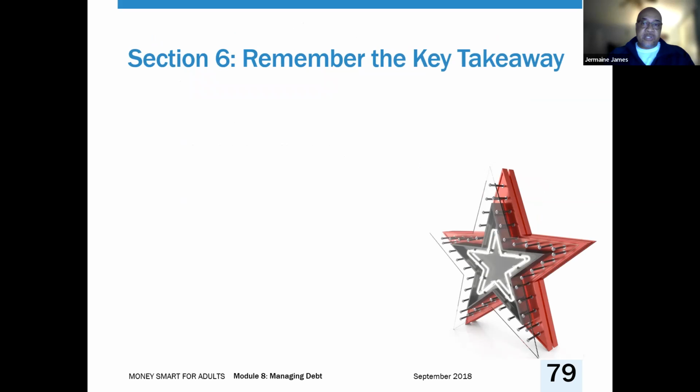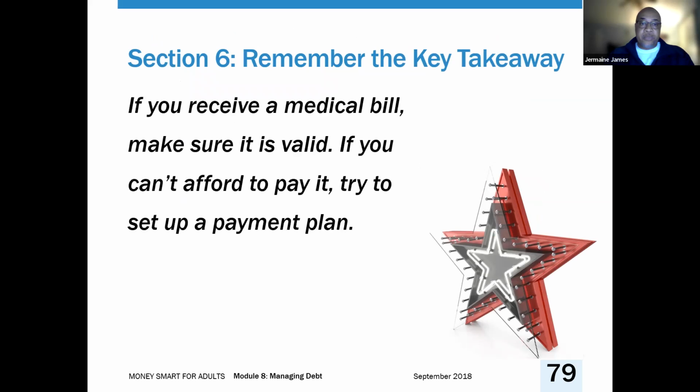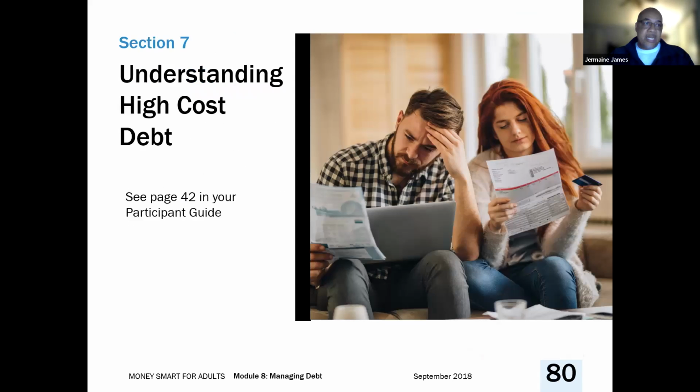Section 6 is just to remember the key takeaway. If you receive a medical bill, make sure it's valid. If you can't afford to pay, try to set up a repayment plan, right? So that kind of concludes section 6 as we move over to section number 7.